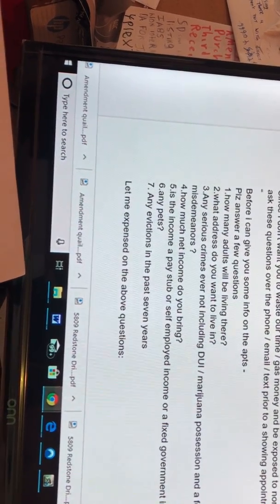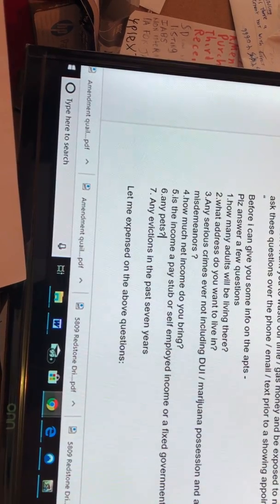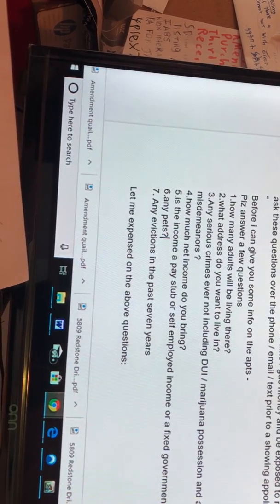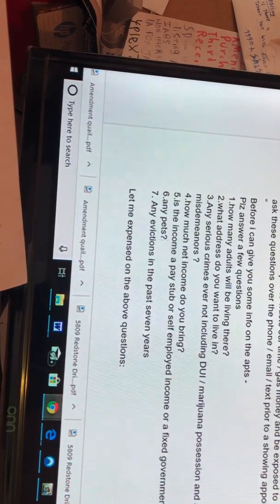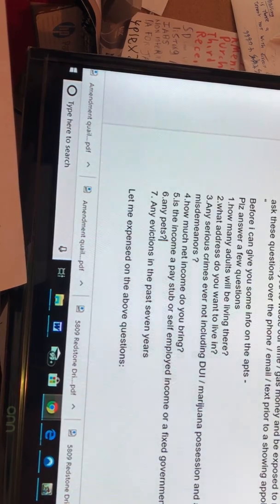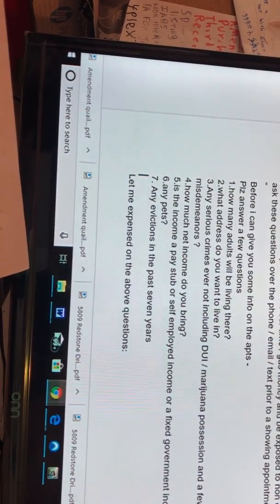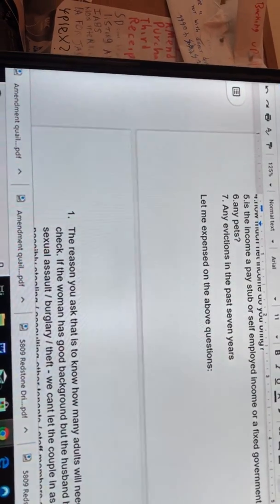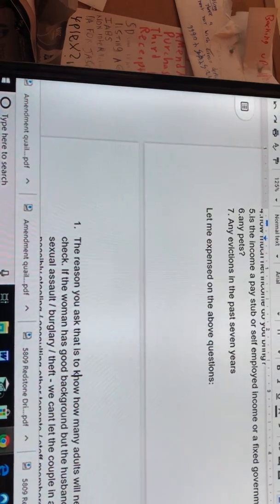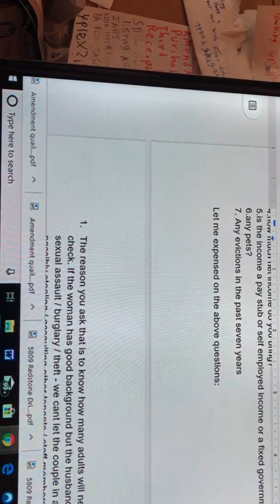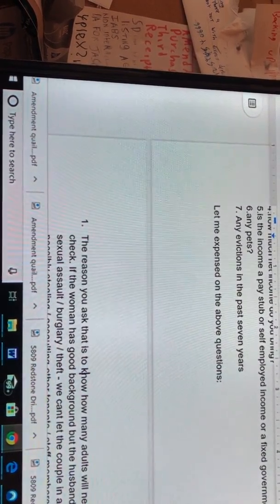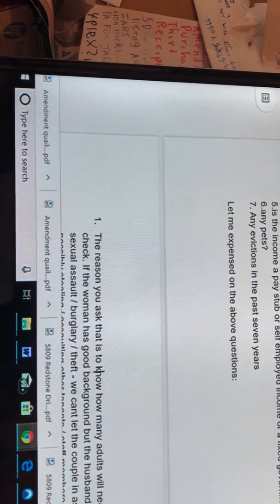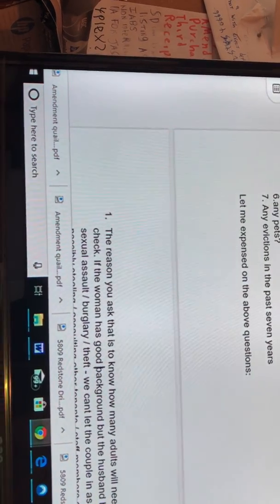How much net income does this person bring? Of course, we're going to verify it. Is it a pay stub as proof of income, or is it an entitlement letter, fixed, like an SSI award letter? What kind of pets do you have? We charge a pet fee: $150 per cat, $250 per dog. Any evictions in the past 7 years? Like I said, we cannot have it.